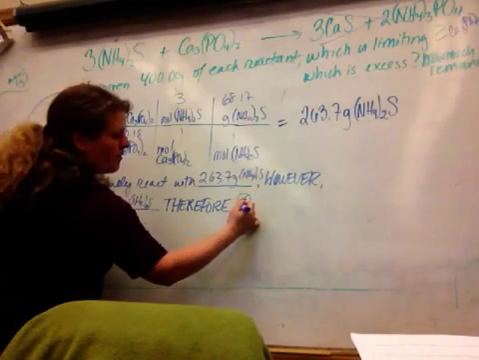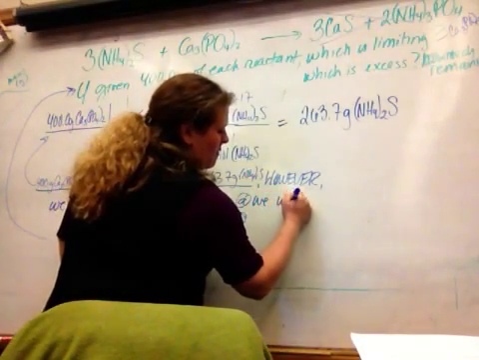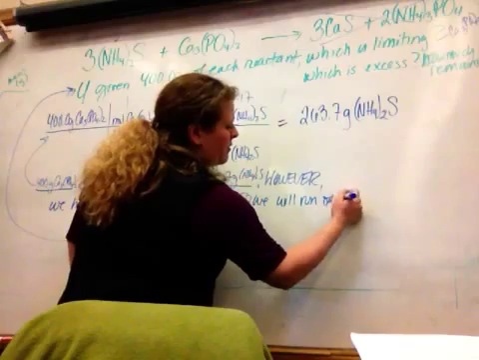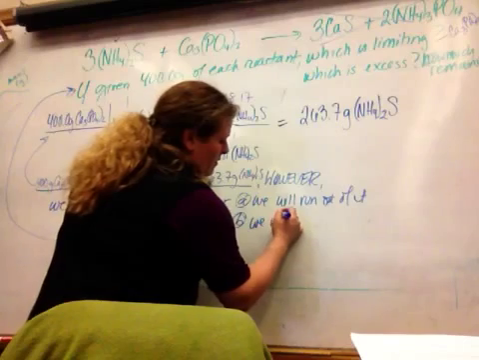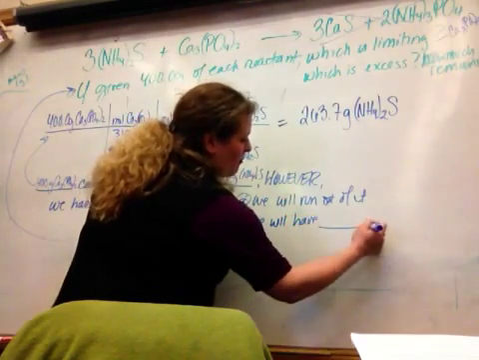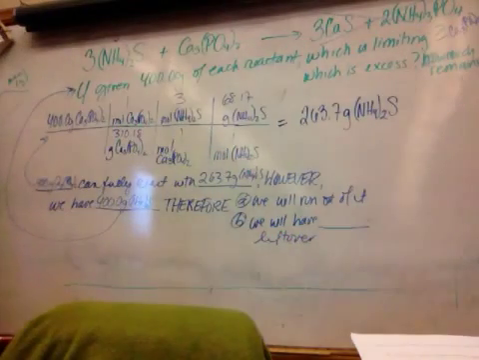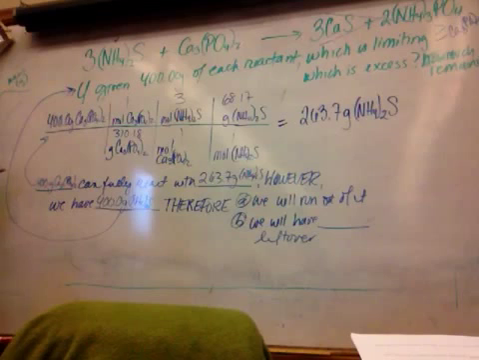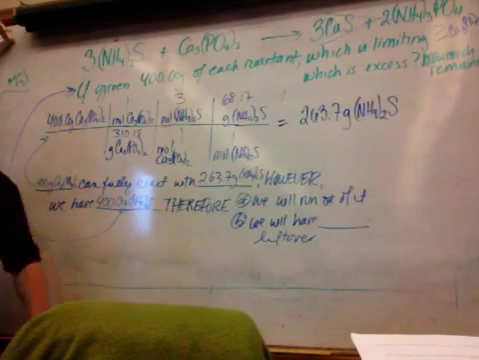Therefore, A or B? A, we will run out of it, or B, we will have blank left over. Well, we know that this is our excess. Which is that going to be, A or B? B. It's going to be B. How do we figure out how much we've got left over? The amount we have versus the amount that we're able to react.